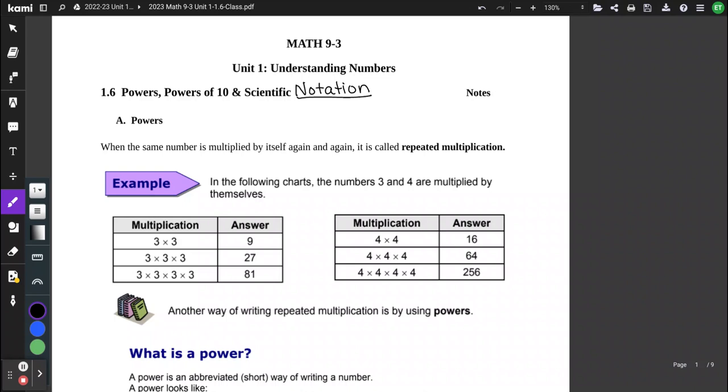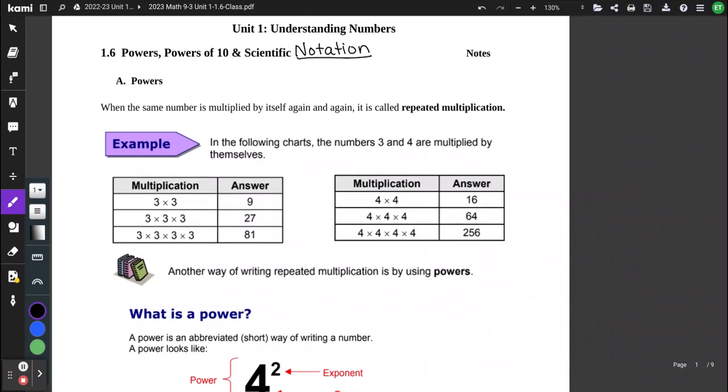When we talk about powers, when the same number is multiplied over and over and over again, we call that repeated multiplication. So if you take a look over here, we have repeated multiplication in the table. You're going to see 3 times 3, we get our answer 9. 3 times 3 times 3 gives us 27. And 3 times 3 times 3 times 3 gives us an 81.